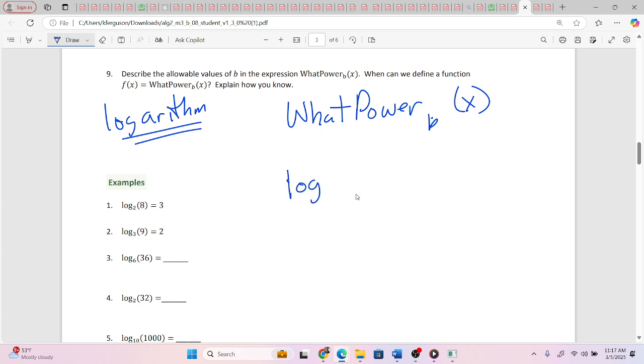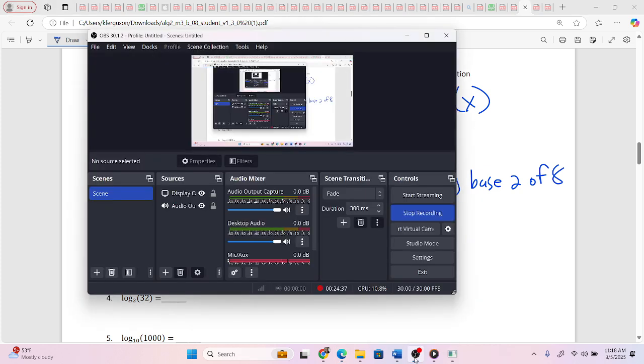So log base 2 of 8. That's how you say that. You say log base 2 of 8. And guess what that equals? 3. Because it does the same thing that we just did with this what-power stuff. Only instead of saying what power of this equals whatever, the base is that number. That's why we called it a b for base. All right. This is going to be one of the videos that I continue for tomorrow.